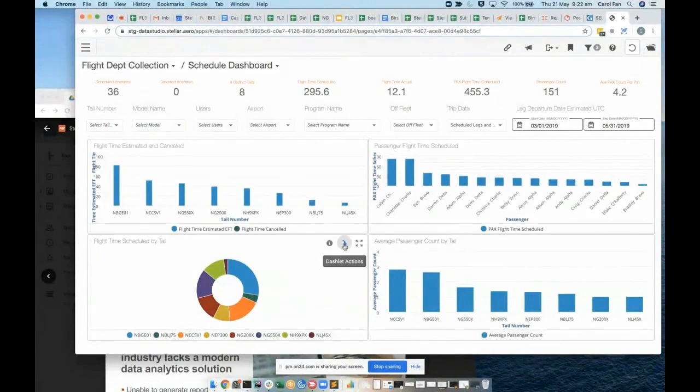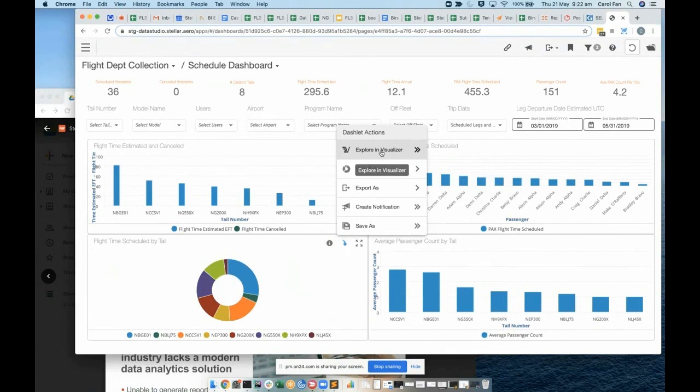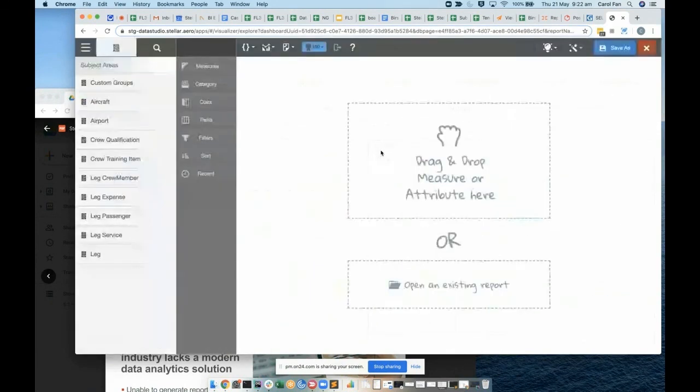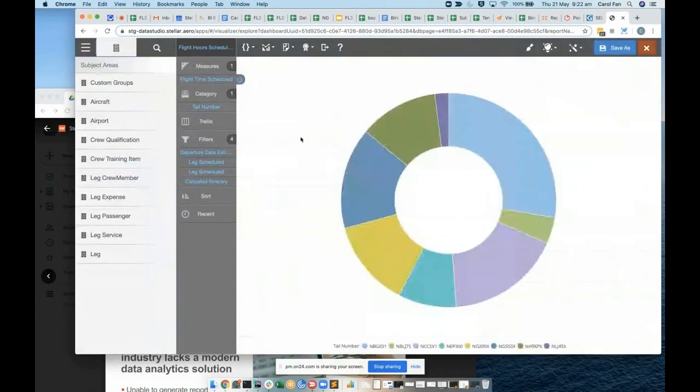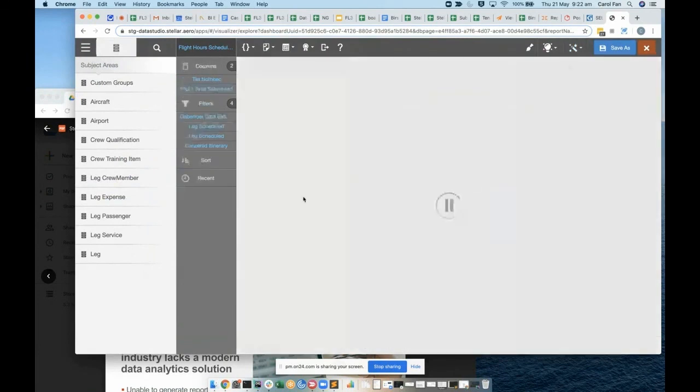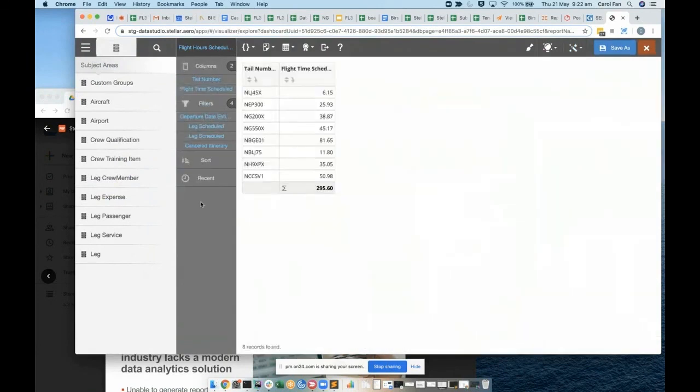But the thing that our customers really love about our product is this capability where you can take a particular report and go to Visualizer and explore that data here. And what we're able to do is show our customers, hey, if you don't like the donut, no problem. We can go ahead and turn this into a table because you're a numbers person, right?